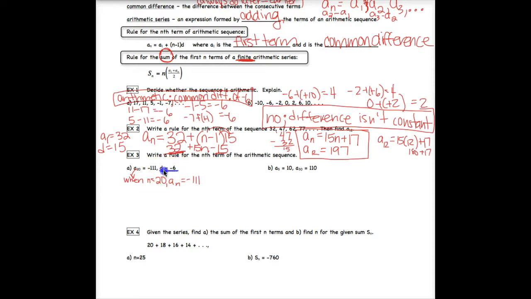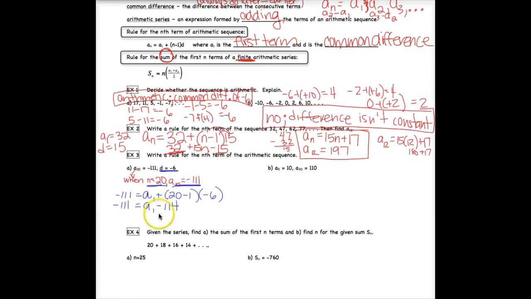So I'm going to plug in all three of those things. I've got d, I've got a sub n, and I've got n. I'm going to plug all three of those things into this formula. So same formula, we're just given different pieces. So for a sub n, I'm going to plug in negative 111 equals. A sub 1 is what I don't know here. I need to find that out so that I can write my rule. So a sub 1 plus, I know n this time, so 20 minus 1, because n minus 1, times d, it says d is negative 6. So negative 111 equals a sub 1 plus 19 times negative 6, which is negative 114.